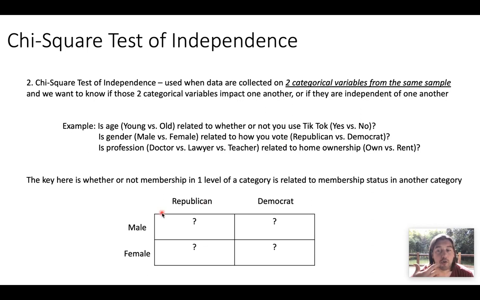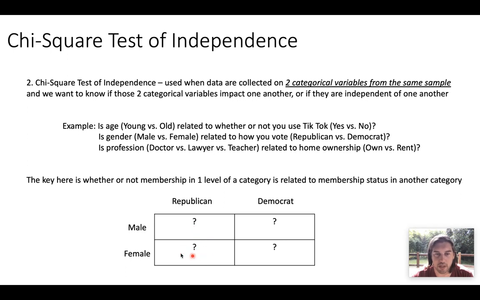Basically, we can visualize these data as a 2x2 matrix where one of the categorical variables is on top and one is on the side, such that each cell will represent a unique combination of the categorical variables. So this cell right here will have a number, and that number will tell us how many males who voted Republican were in our sample.